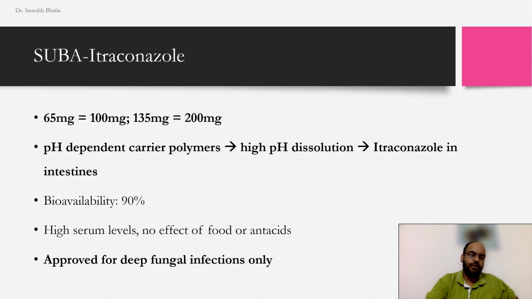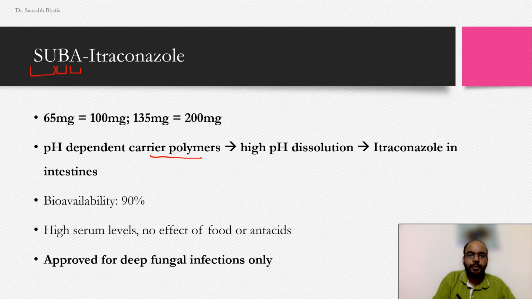So SUBA-Itraconazole, I think this is the last topic in this presentation. SUBA is super bioavailable itraconazole. It doesn't use a pellet system. What it uses are carrier polymers.